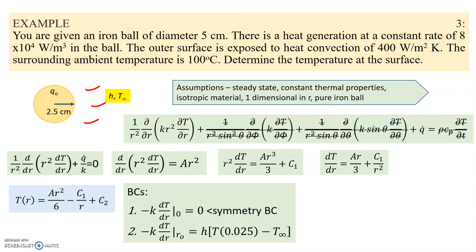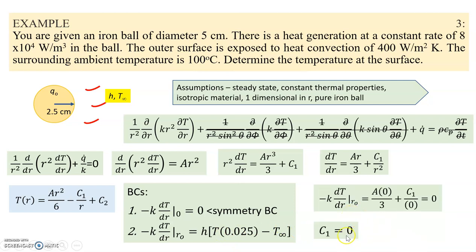Now you have two boundary conditions. Here is a solid iron ball. The first one would be a symmetric boundary condition, so the derivative at the center is 0. It's almost like adiabatic. The second is the convective heat transfer boundary condition. If you apply the first boundary condition, you'll find that C1 is equal to 0. So you have a quadratic temperature profile within the iron ball.